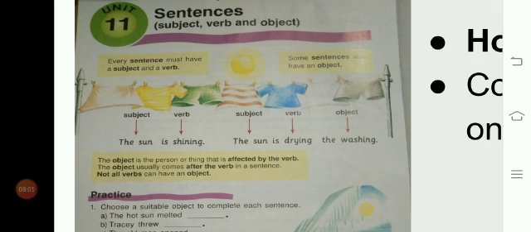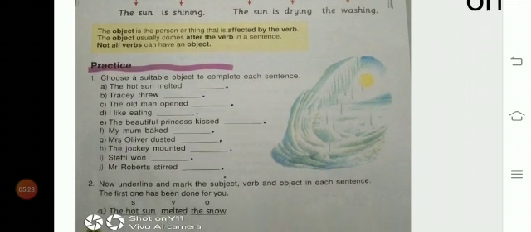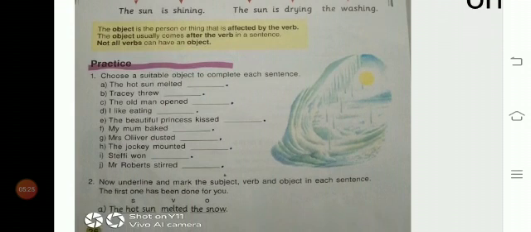Not all verbs can have an object. Means every sentence does not have an object. Every verb does not have an object actually. You can see the above example. The sun is shining. There is no object in it. So not all verbs can have an object. I think it's clear. Now we are going to do the practice for it.